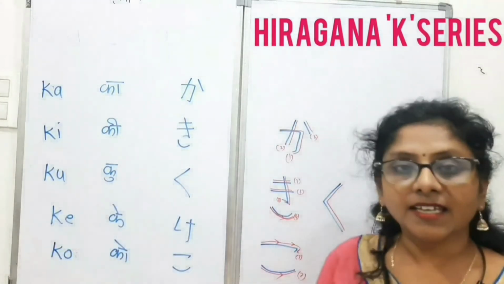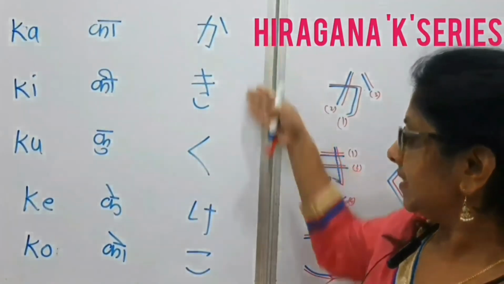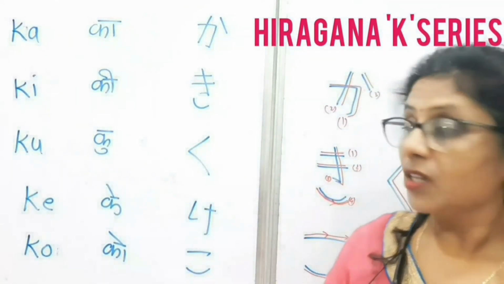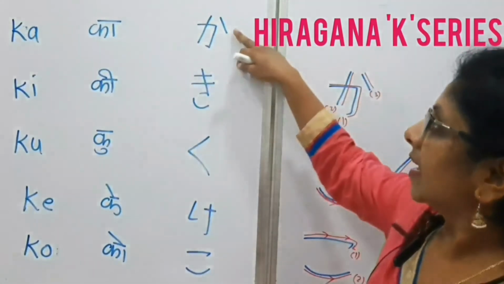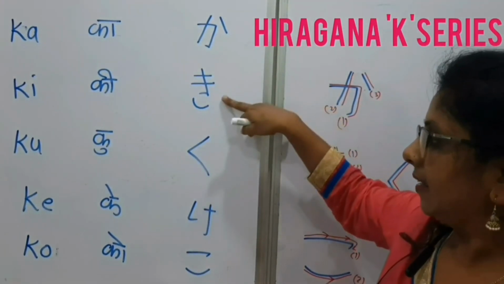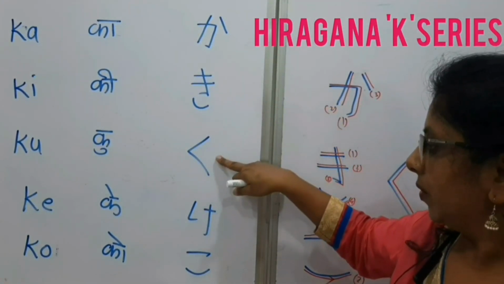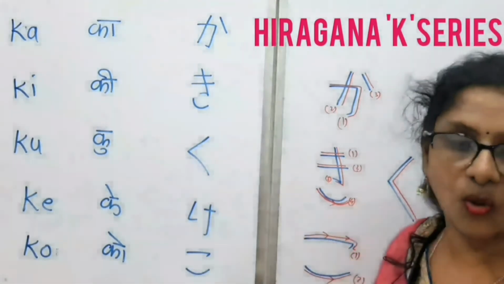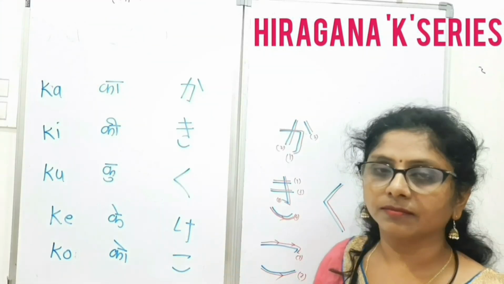So, this is the K series. And this is the writing in Hiragana. So, we will repeat this. Ka, ki, ku, ke, and ko. Understood? Okay.